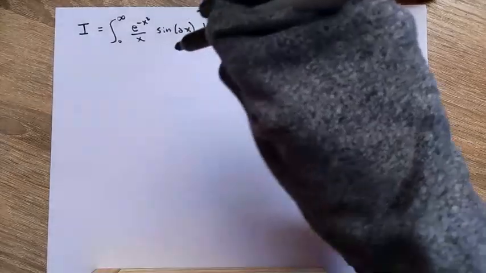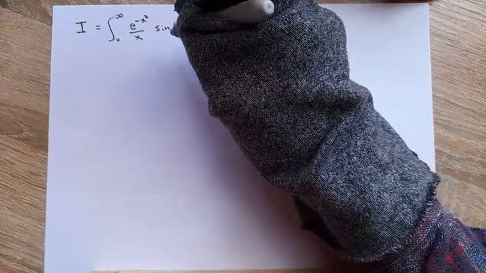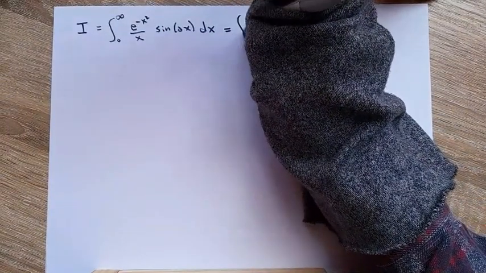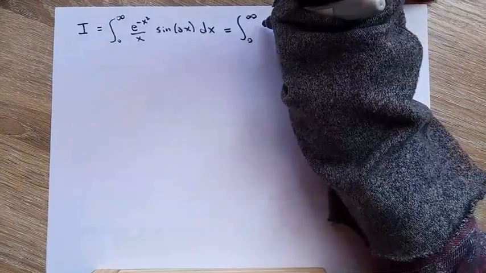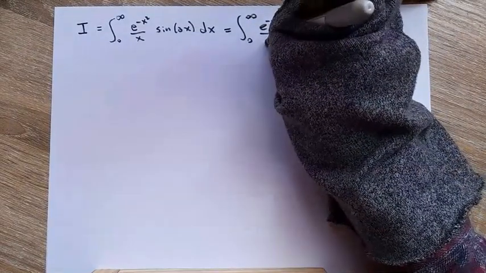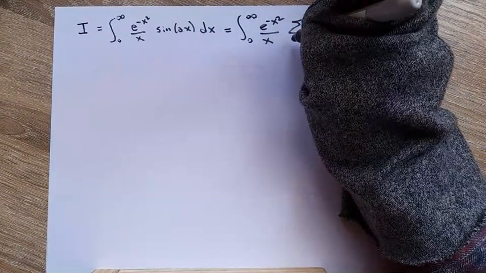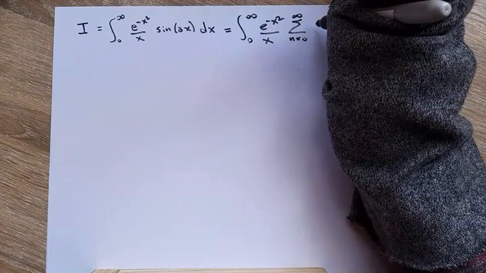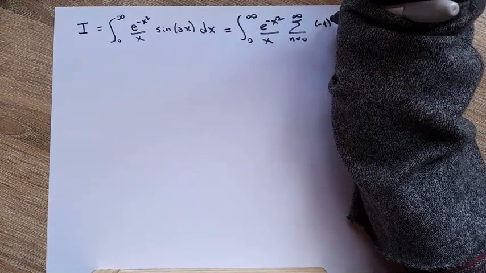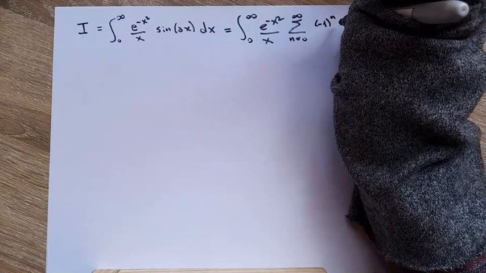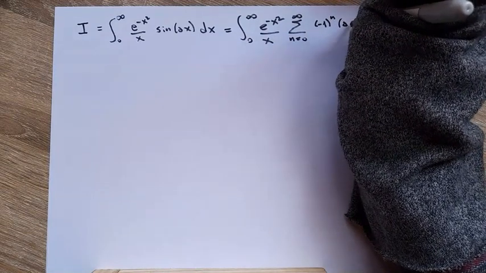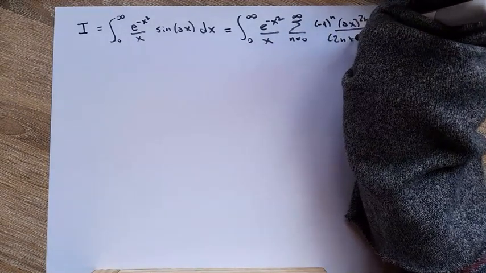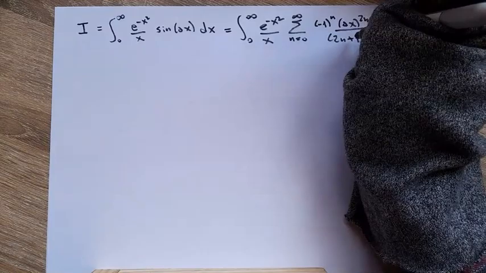So I will do the following. I will expand the sine as a series. So this integral will be equal to the integral from 0 to infinity of e to the minus x squared over x, and now the Taylor series of the sine of ax equals the sum from n equals 0 to infinity of minus 1 to the n times ax to the 2n plus 1 over 2n plus 1 factorial.